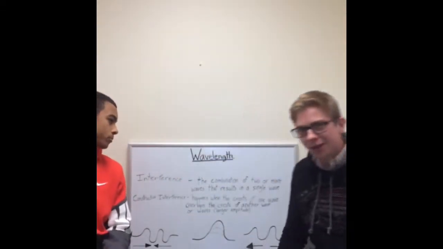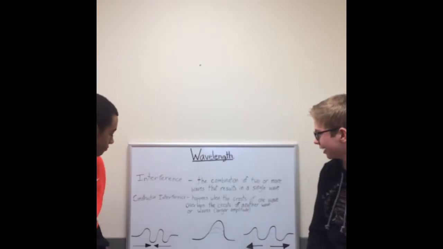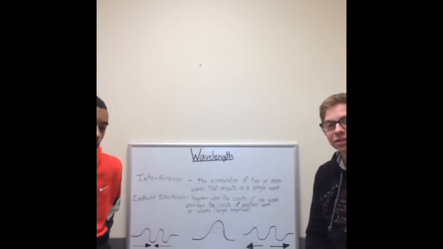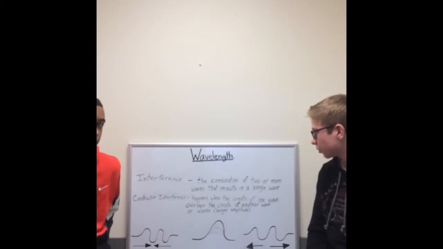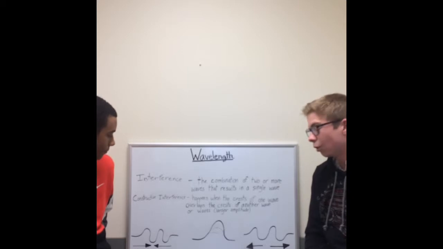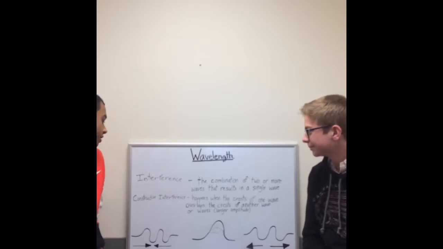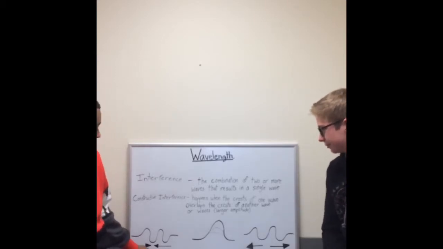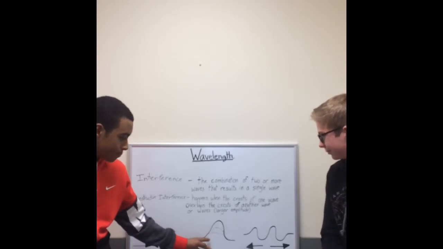Hey, we're back, and now we're learning about interference. Interference is the combination of two or more waves that results in a single wave. Constructive interference happens when the crest of one wave overlaps the crest of another wave, or waves, to create a larger amplitude. Here we have an example of constructive interference. When two waves approach each other, they eventually overlap and make the amplitude larger.